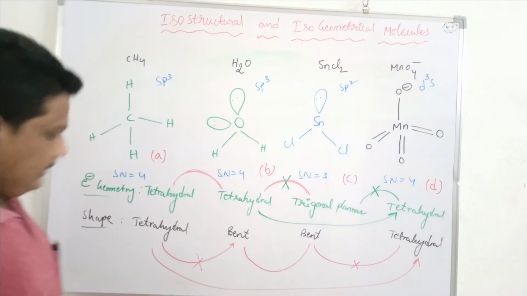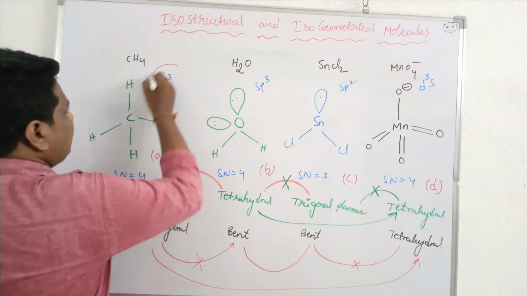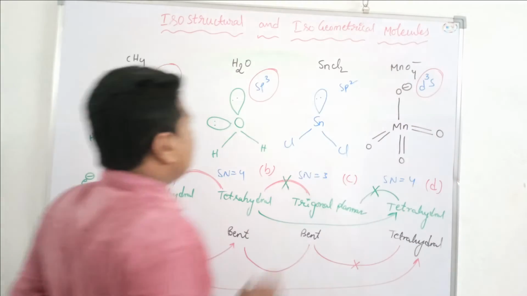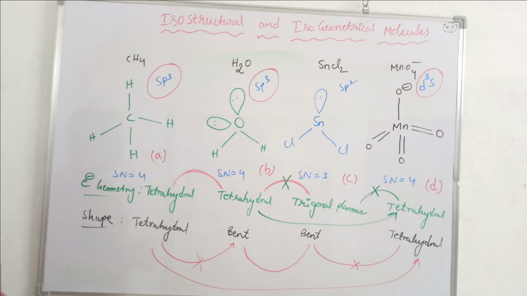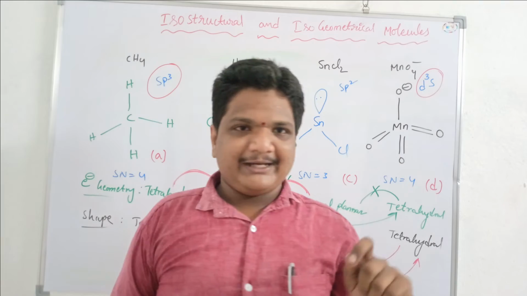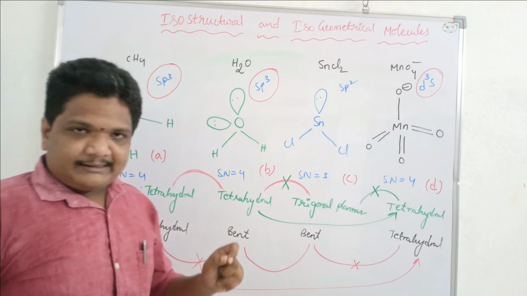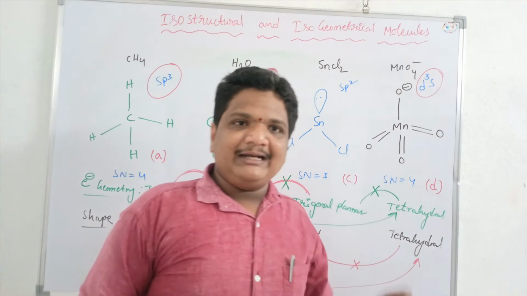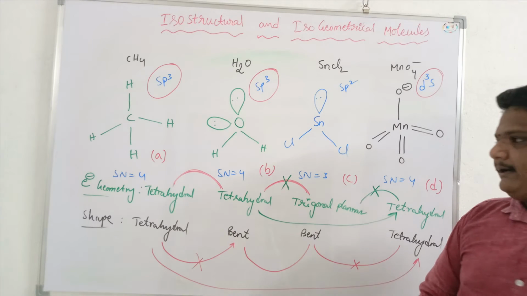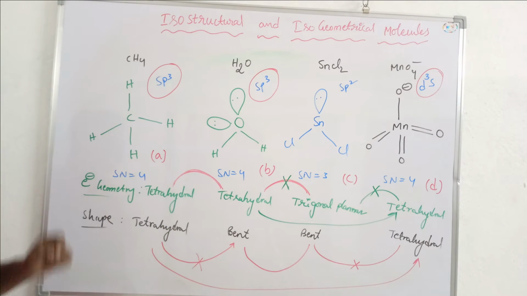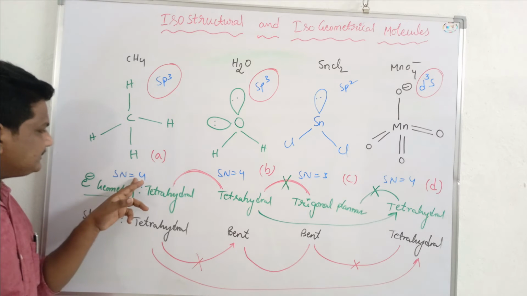But if you observe the hybridizations of A, B, and D, here we have sp3, here sp3, and here sp3d3s. Based on this hybridization, we can say that the shape and geometry of the molecule do not directly depend upon the hybridization. Now in the case of these isostructural and isogeometric molecules, this is steric number 4.